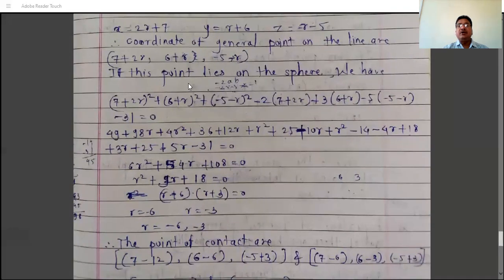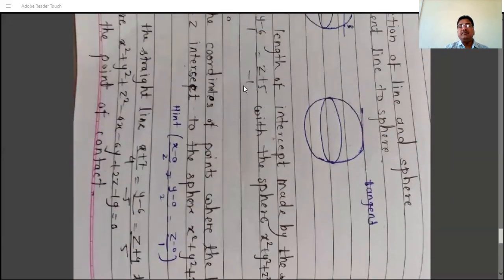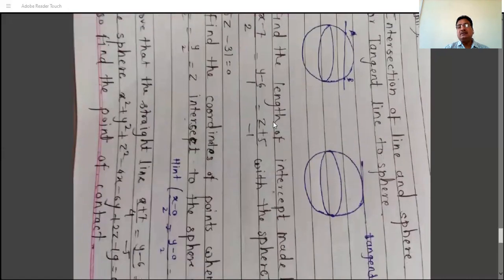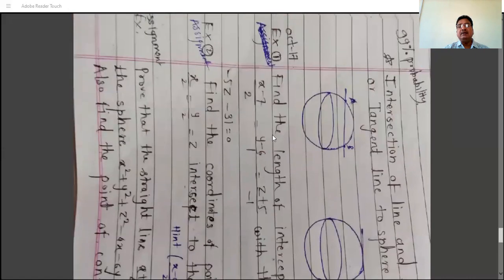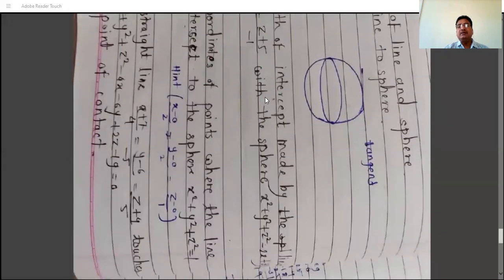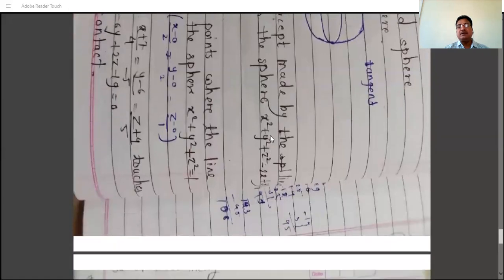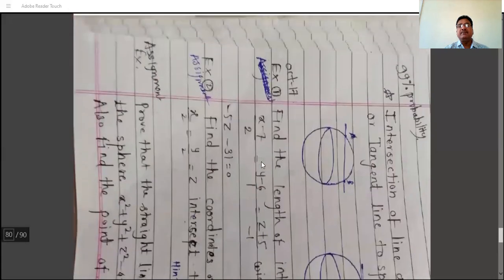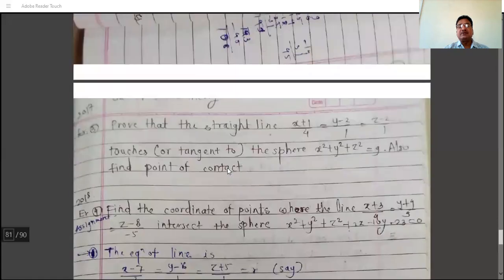Then substitute the values of x, y, z as 7 plus 2r, 6 plus r, minus 5 minus r in the equation of the sphere. We have minus 2x plus 3y minus 5z minus 31 is equal to 0. This is the equation of the sphere. So write this problem: find the length of the intercept made by the line (x minus 7)/2 = (y minus 6)/1 = (z plus 5)/(minus 1) with the sphere x square plus y square plus z square minus 2x plus 3y minus 5z minus 31 is equal to 0.